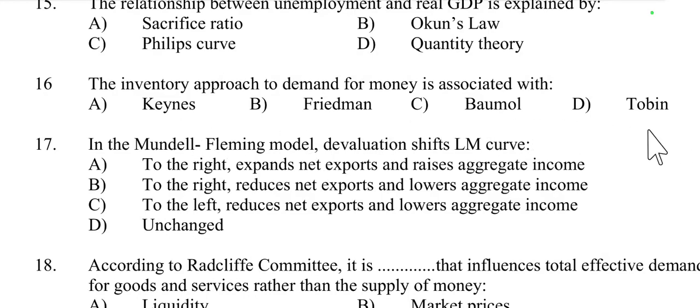Generally, the inventory approach to the demand for money is associated with Baumol. So option C is right, Baumol.